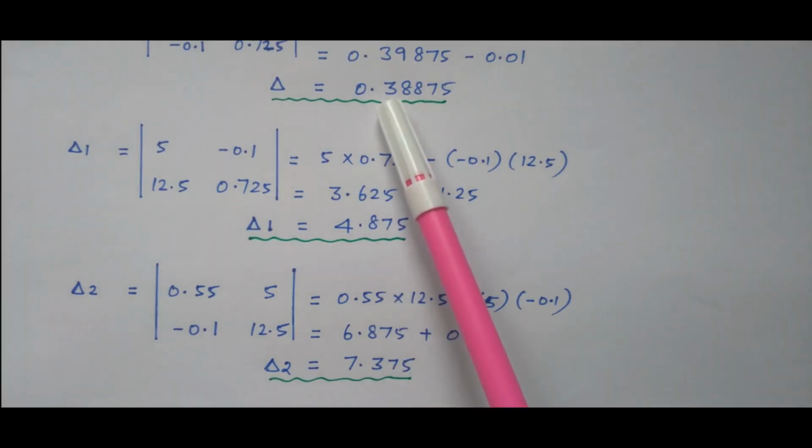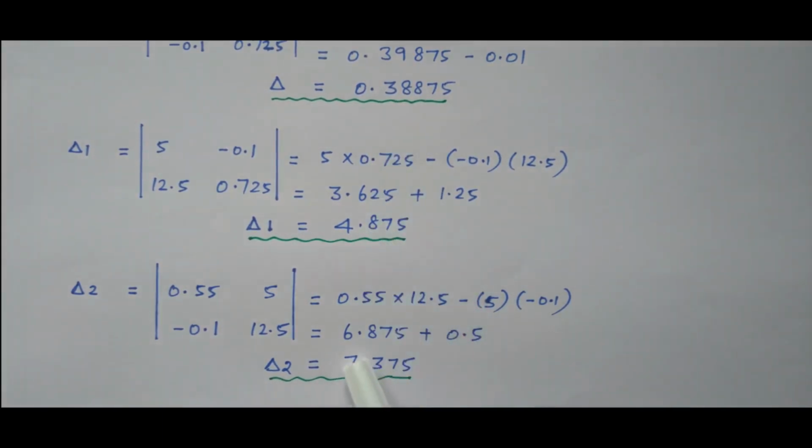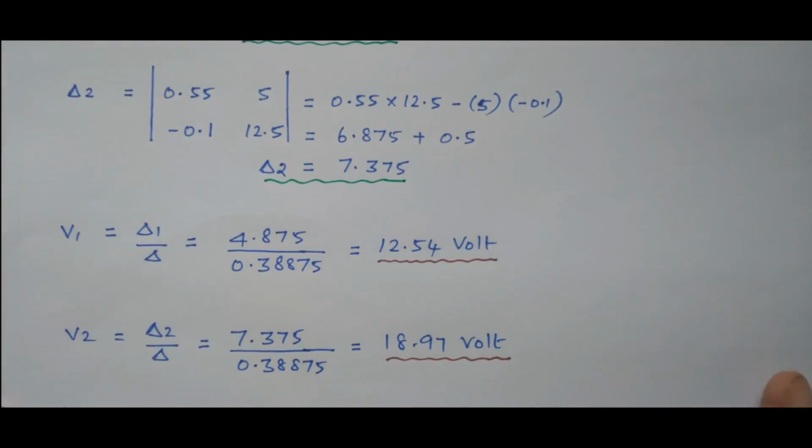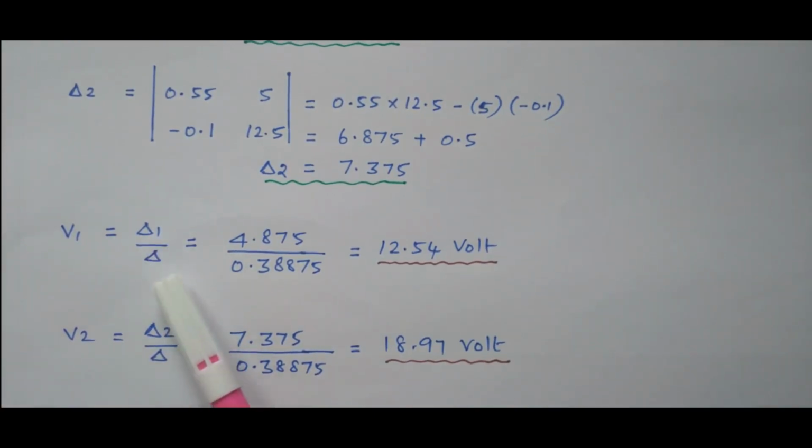Now we got the delta value, delta 1 and delta 2. From that, how will you find V1 and V2? The formula is available: V1 equal to delta 1 by delta.